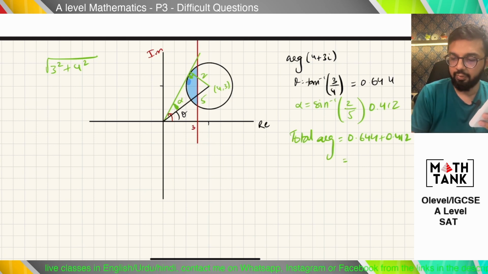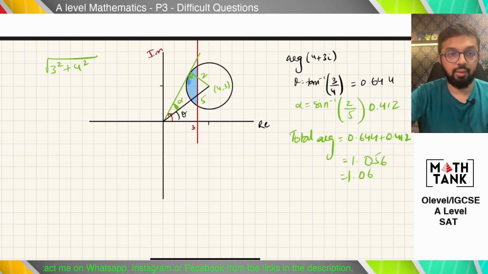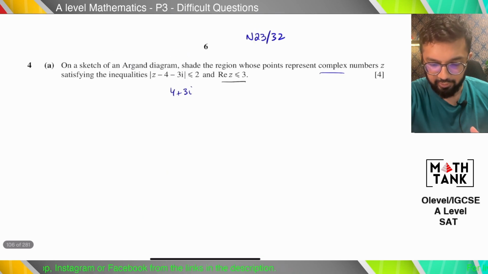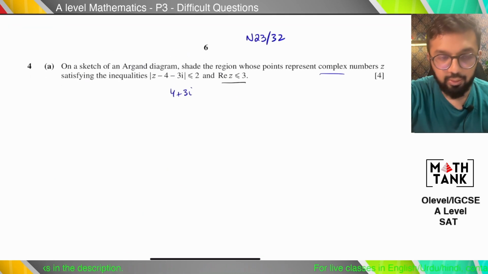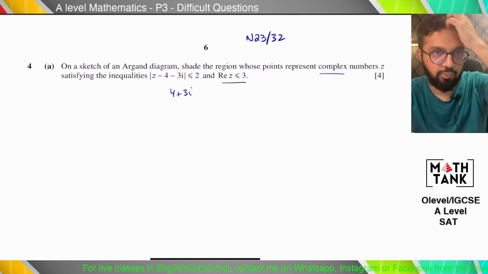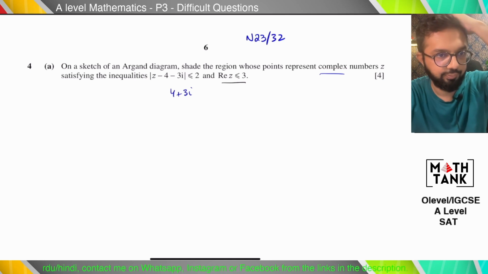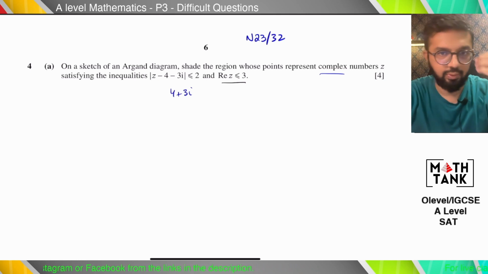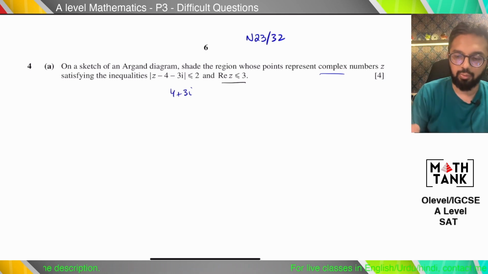Okay, total argument, I have 1.056, which is 1.06 correct to 3 significant figures. Let's just check if we are doing this correctly. November 23, 32, question number 4. 1.06 radians, yes. Okay, and we shaded correctly and everything. So that is the entire question then.